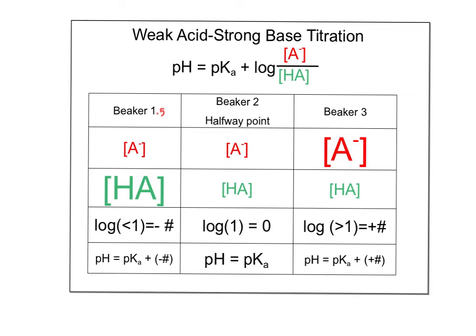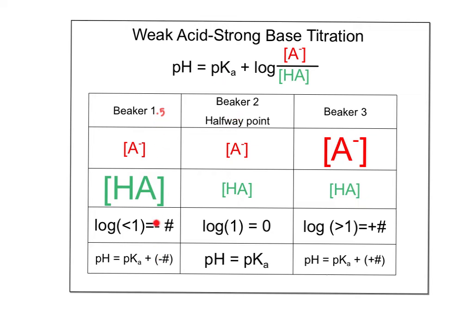So we know beaker 2 is the halfway to the equivalence point. So that's where A- and HA are equal to each other. So that means essentially, because these are equal, we're going to take the log of 1, which is the same as 0. So that's why at the halfway to the equivalence point, if this is 0, the pH is equal to the pKa. So the pH is equal to the negative log of Ka at the halfway point.